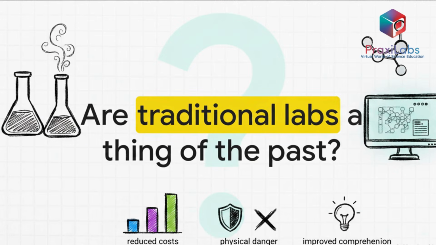Which leaves us with one deeply provocative thought to wrap up on. If we can completely eliminate the physical danger and cut institutional costs by up to 60%, and at the very same time actively improve student comprehension and academic performance, is the traditional physical chemistry lab destined to become a thing of the past? It's a fascinating paradigm shift in science education, reshaping how we train the next generation of scientists.